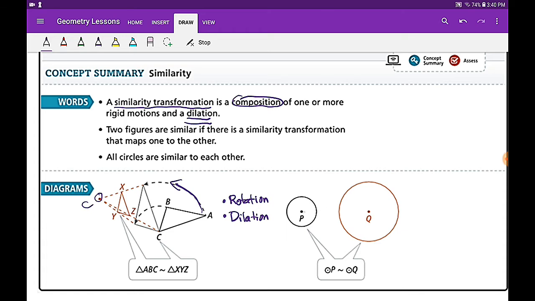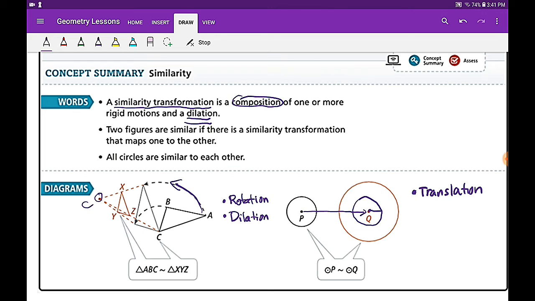Slide point P to Q. Point P will slide to Q. What is that? It's going to be a translation. So the first step is translation. So you're going to have circle P right here. Okay, I did my best.